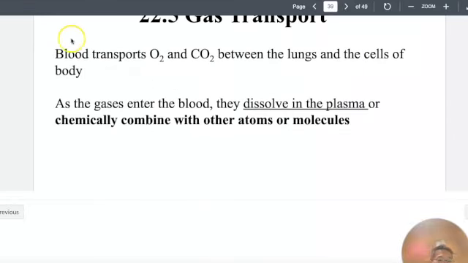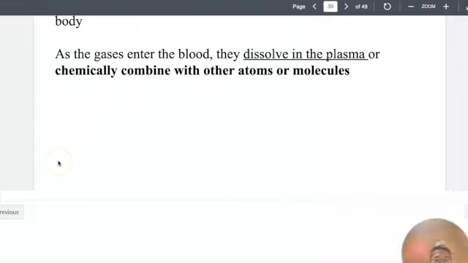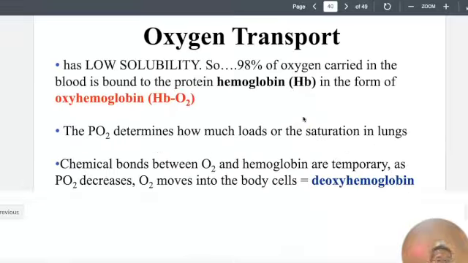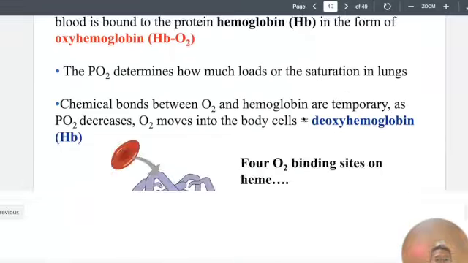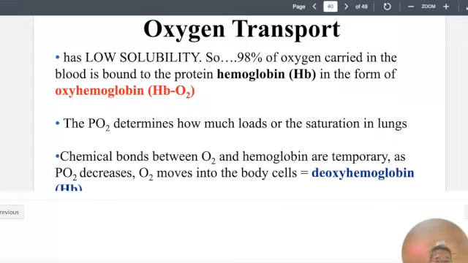Gas transport: blood transports O2 and CO2 between the lung and the cells. Gases enter the blood, and they dissolve in the plasma or chemically combine with an atom or molecule. Now we're going to talk about how oxygen is transported.